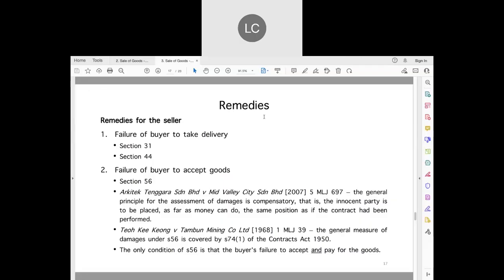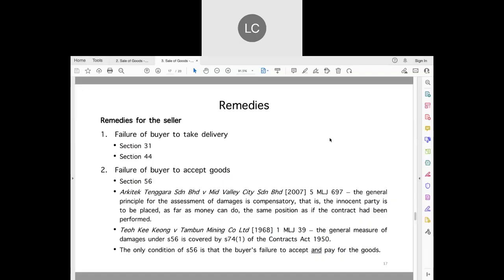So an example that I can give you is what is meant by section 56. X, the seller, and Y, the buyer, enter into a contract for the sale of 100 tons of iron at 800 ringgit per ton.